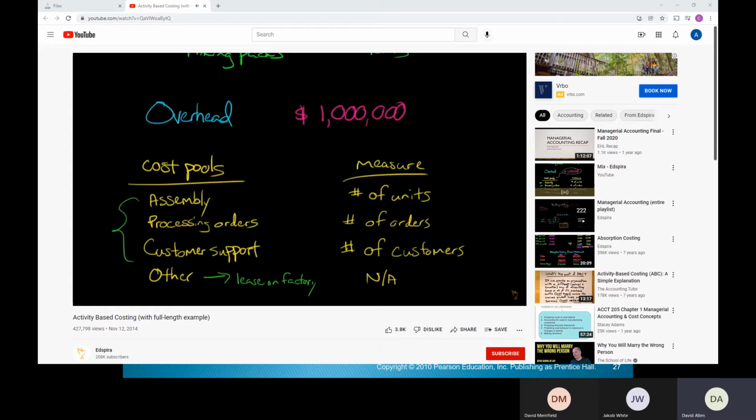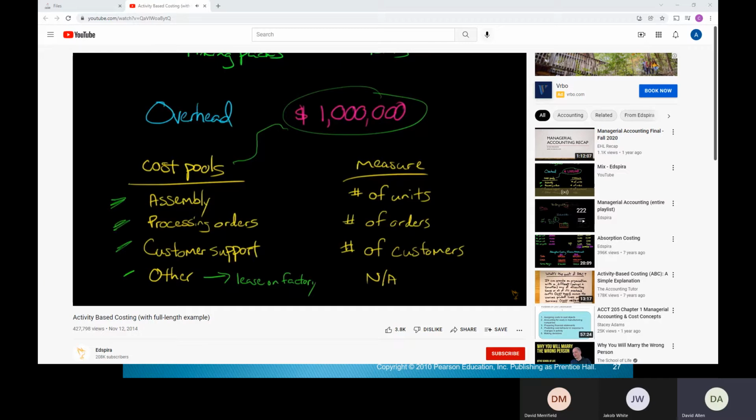We just really want to be looking at these cost pools right here. This is what we feel is the best basis of comparison. So now that we've got our cost pools, we need to take this $1 million and spread it throughout these cost pools, right? So assembly is going to get some, processing is going to get some, customer support, and then they're all going to get some. And we say, well, how do we go ahead and do that?